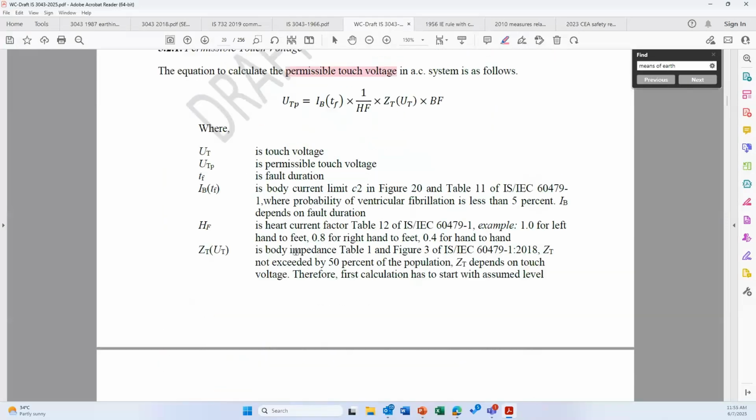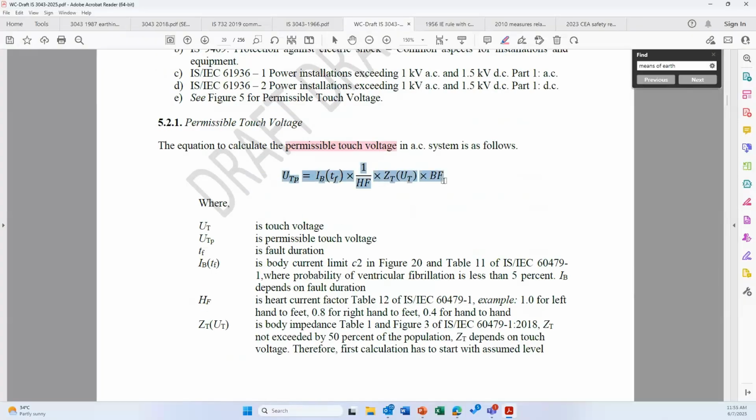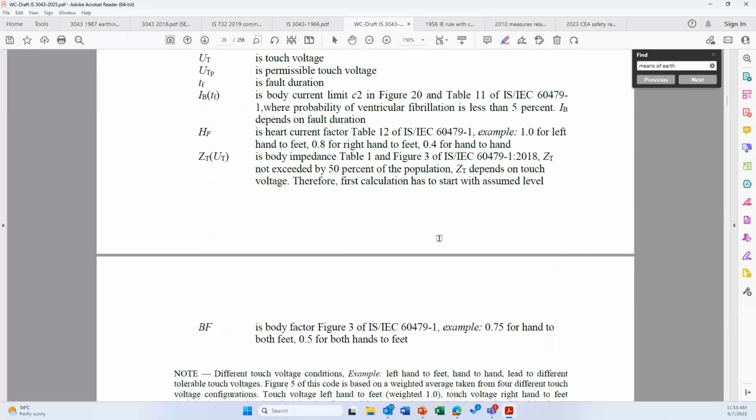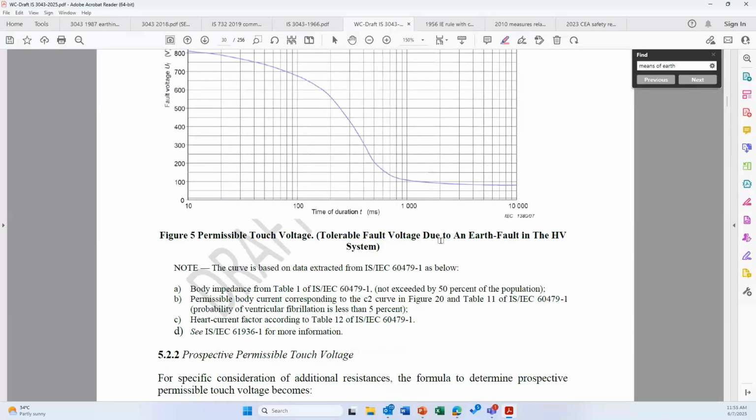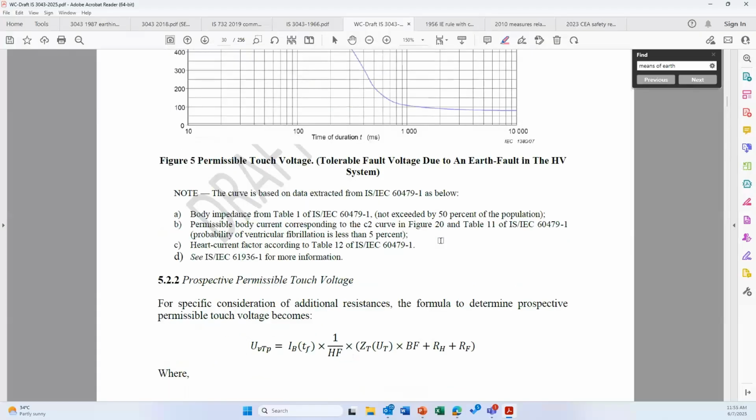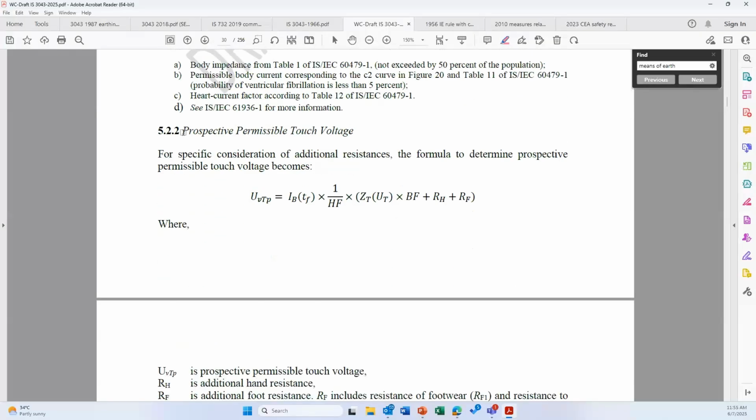Or you can also calculate it based on the formula which is provided. Based on different conditions, you can read the key of these figures, then you can understand very well. Prospective permissible touch voltage. This means, imagine an electrical installation where the touch voltage is 115 volt for 1 second, and you are not able to reduce the touch voltage lesser than 115 volt.